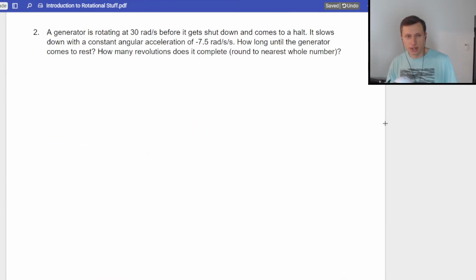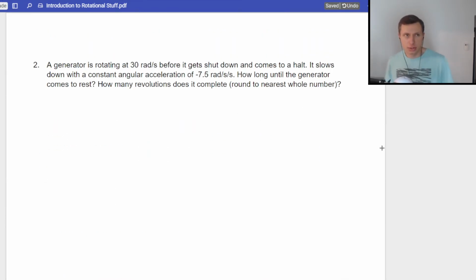Let's go on to the second one. It's going to be another rotational kinematics problem. A generator is rotating at 30 radians per second before it gets shut down and comes to a halt. It slows down with a constant angular acceleration of negative 7.5 radians per second, which is just radians per second squared, really. And the fact that it's negative really just means that it's slowing down here. That's what the negative sign means.